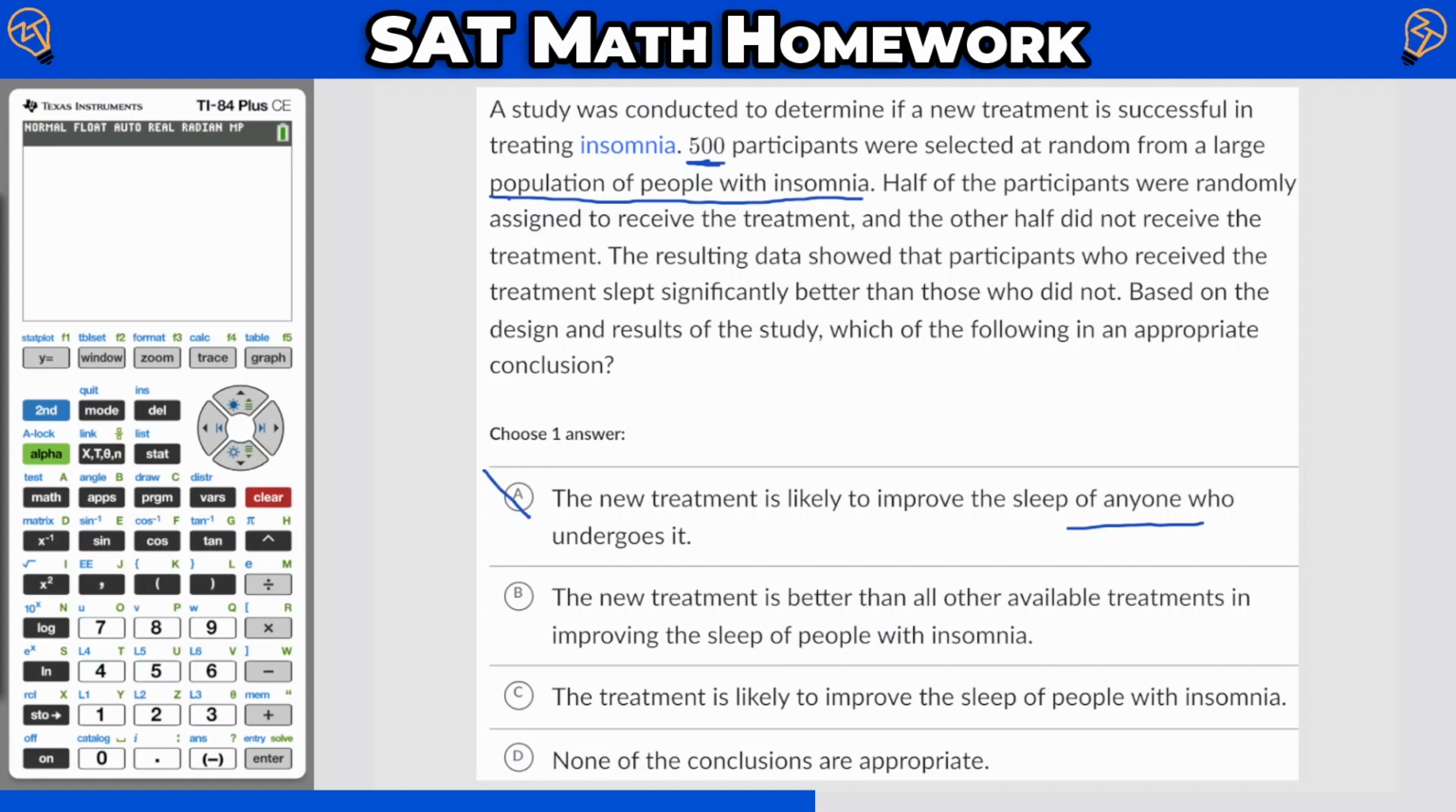For option B, we didn't really compare it with other treatments. We were just specifically focusing on the treatment versus people not receiving the treatment, not comparing it with other treatments.